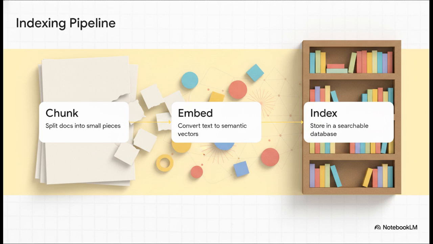Imagine you've got a massive 50-page PDF of company policies. RAG first chunks that document, literally splitting it up into smaller, meaningful pieces. Then it uses an embedding model to convert those text chunks into dense, numerical vectors based on their semantic meaning. Finally, it stores these vectors in a specialized vector database. It's essentially organizing a gigantic library so it can be searched instantly.